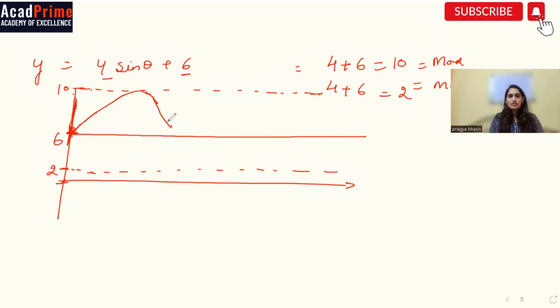Time period and all the things would be the same. And instead of ending on minus 4, the least value, it will be having the least value 2. So this is my wave 4 sine theta plus 6. So amplitude would be, maximum amplitude would be 10, that's this value. And the least value would be minus 4 plus 6, that's equal to 2. So the wave has shifted 6 units in the upward direction.